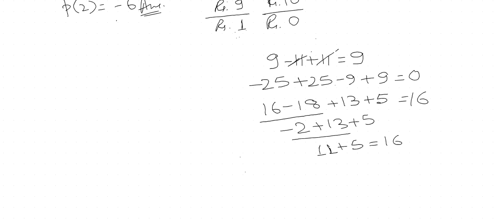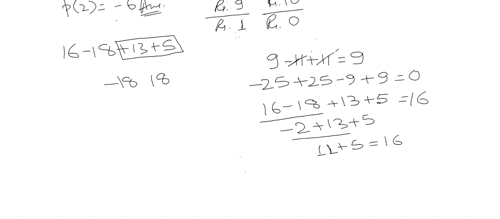Now listen to the shortcut. This is 16 minus 18 plus 13 plus 5. For this, first of all, solve this one. 13 plus 5 will be how much? 18. What will be the sign? Plus. And here you have minus 18. So we can cancel both 18 and 18. Plus and minus cancel. We are left with 16. We got the answer quickly.